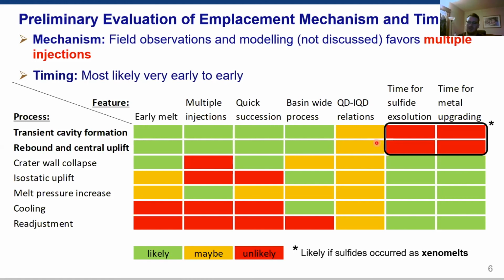This is part of the research project, and we'll try to test new hypotheses on local sulfide formation, such as due to incorporation of the xenomelts, which Mike has talked about in one of the previous talks. And yeah, that's it. Thank you for your attention.